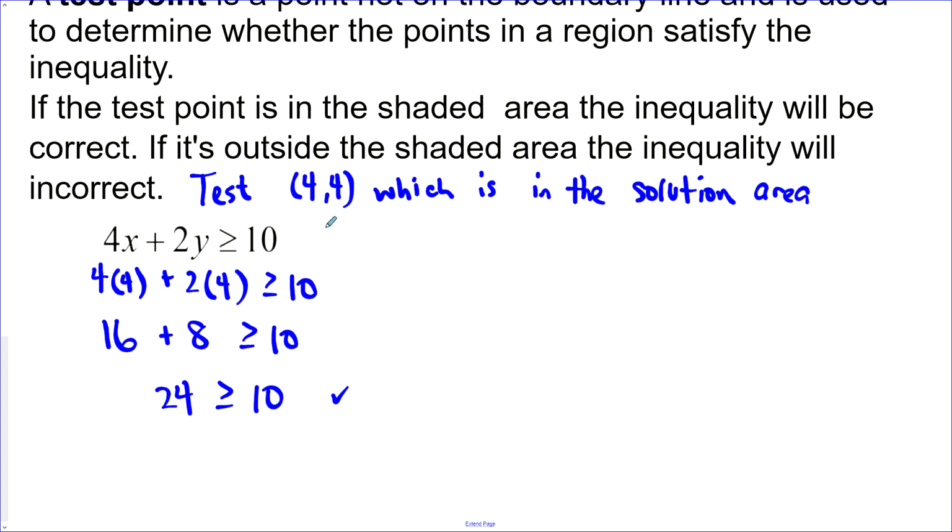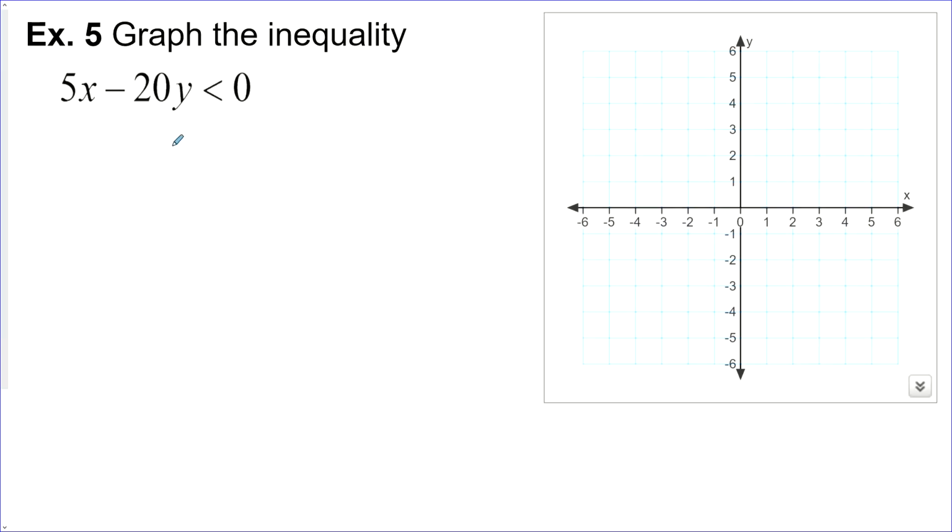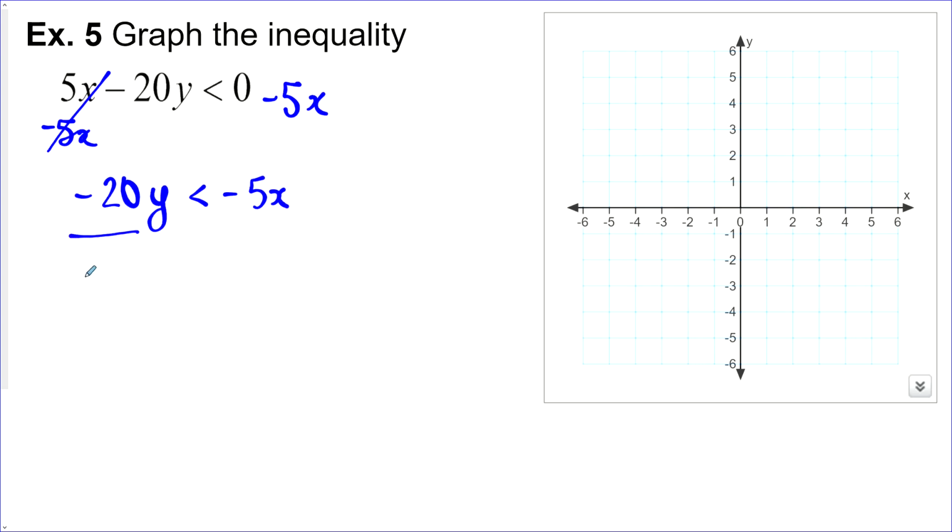One of infinitely many. Example 5, we want to graph this inequality. So let's subtract 5x on this side and subtract 5x on this side. Negative 20y is less than negative 5x. Divide both sides by negative 20.